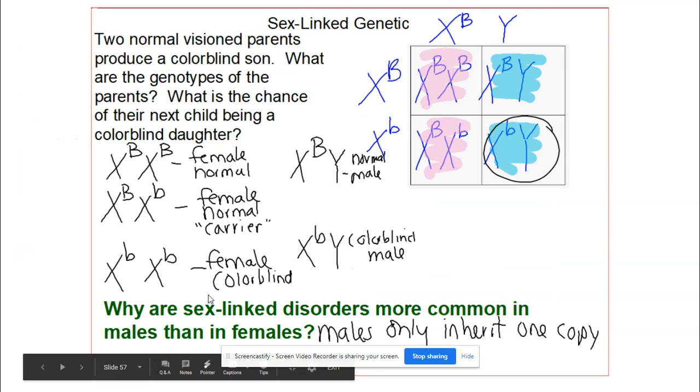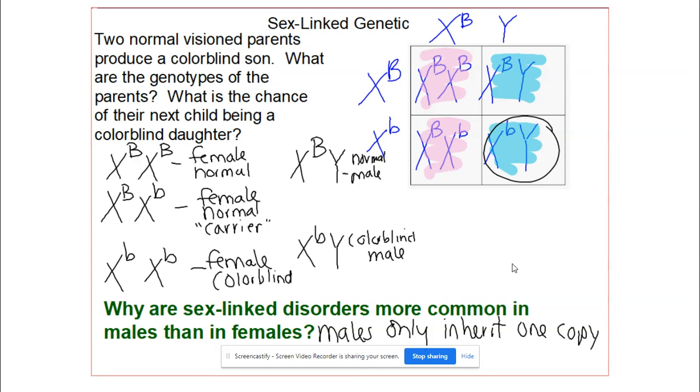So what I have for you here is just an example of a Punnett square for colorblindness. Two normal-visioned parents produce a colorblind son. What are the genotypes of the parents? What is the chance of their next child being a colorblind daughter? So if we know the parents have normal vision, we have to set up a key. This is a time where you have to use the X and the Y and use the letter as a superscript. Since the father is normal, there's only two possible genotypes for males.